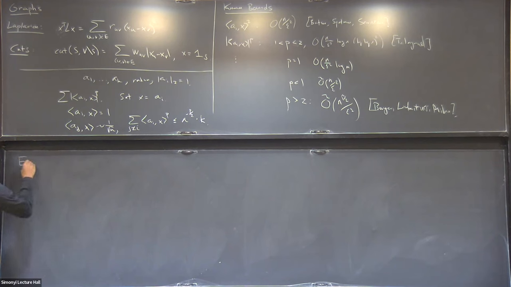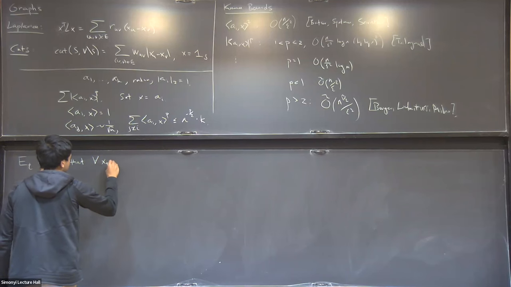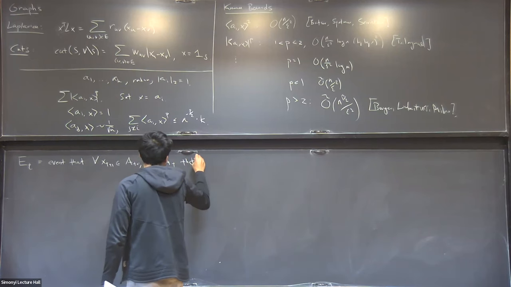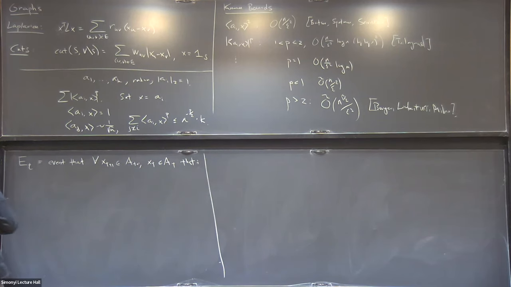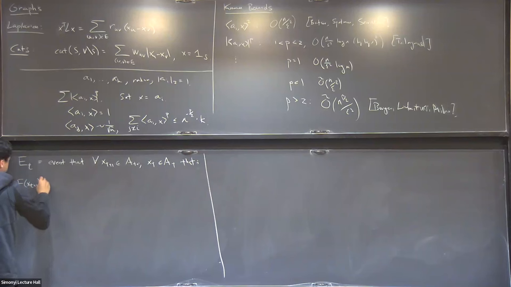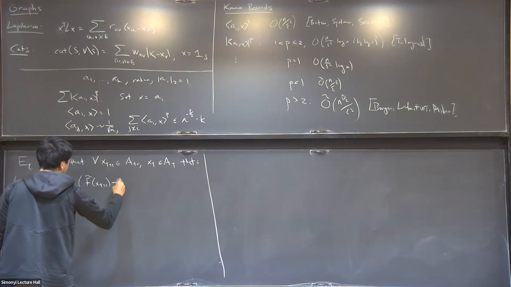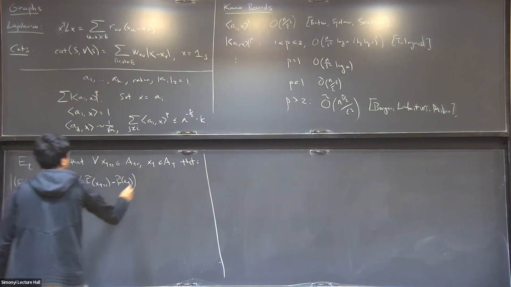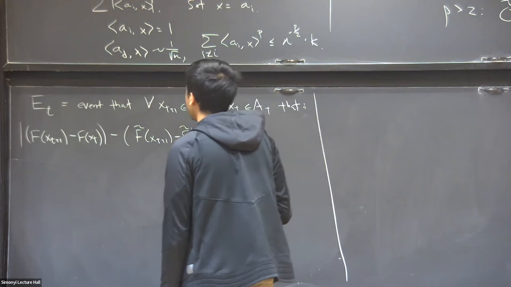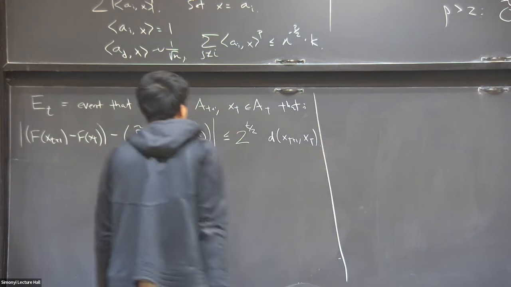Now let me define the event Et. It's the event that for all x(t+1) in A(t+1) and xt in At, the error on this difference, against the f tildes, is at most 2 to the t over 2 times d of x(t+1), xt.